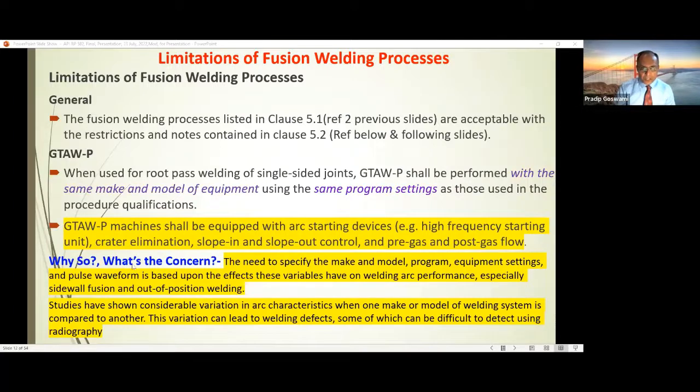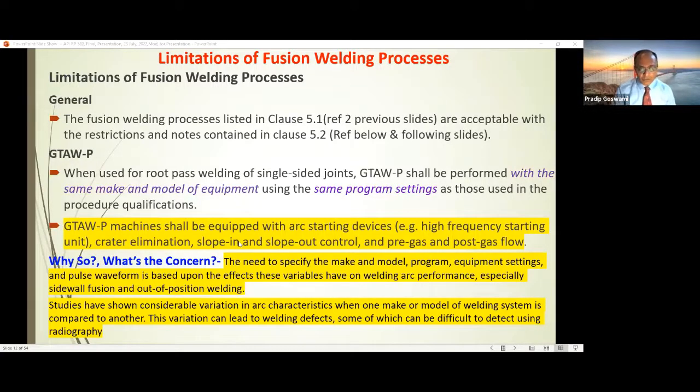Now, the question is why so? What is the concern? To me, it looks like the need to specify the make, model, program, equipment setting, and pulse waveform is based on the severe effects these variables have on welding arc performance, especially sidewall fusion and out-of-position welding. Studies have shown there could be considerable variation in the arc characteristics when the model or make is changed. This variation can lead to welding defects, some of which may be difficult to detect using radiography and even specialized NDE like ultrasonics.